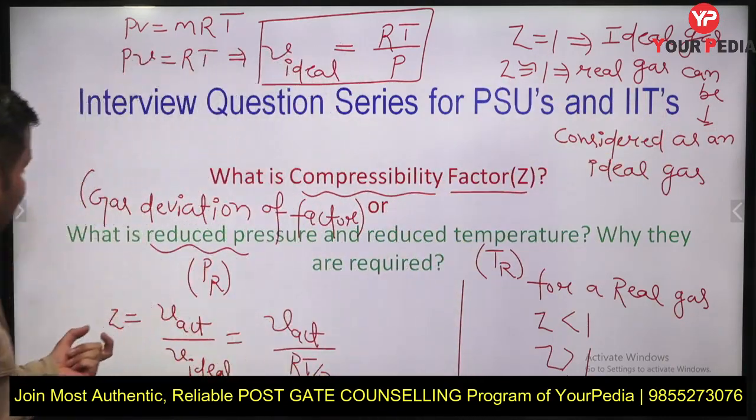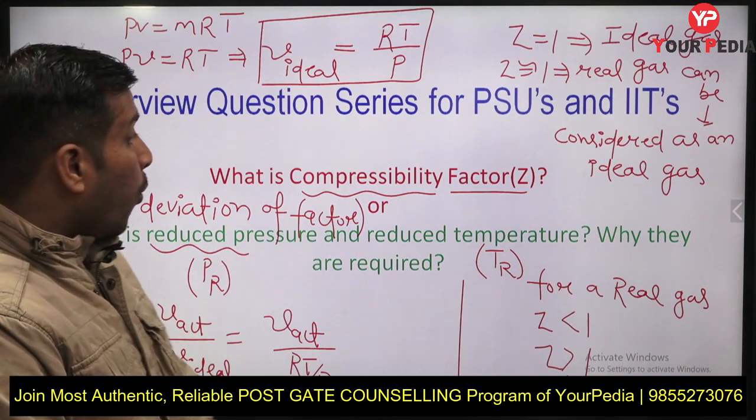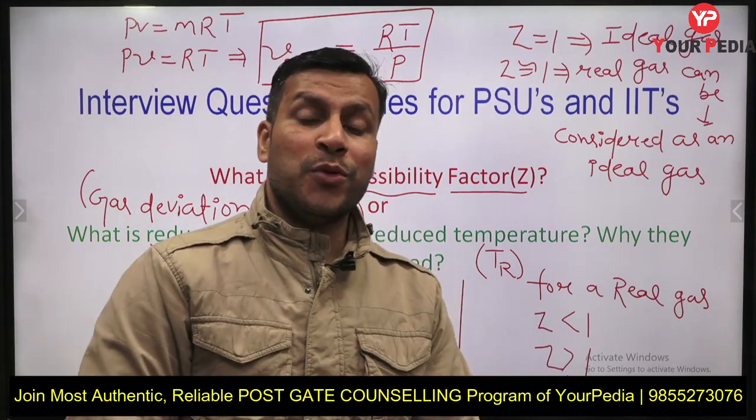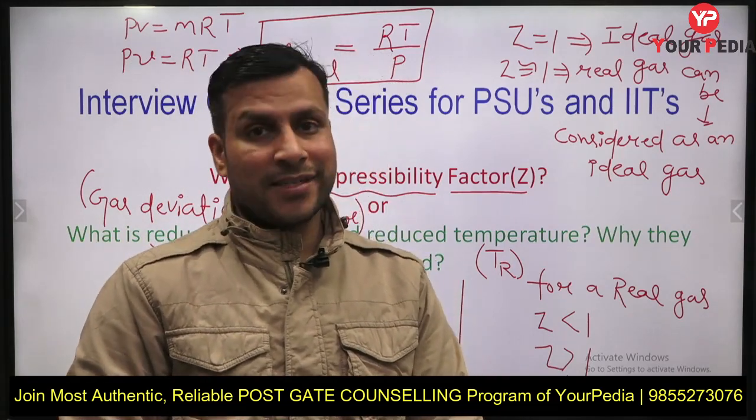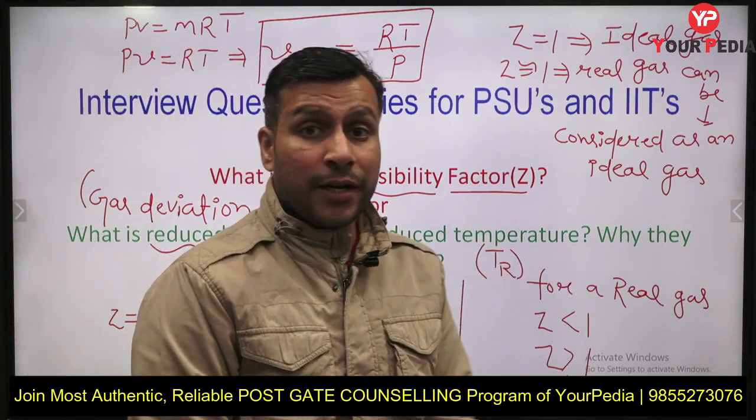Okay, what is that, guys? This is known as the compressibility factor or gas deviation factor. It is a ratio of V actual by V ideal. But how we define and calculate the Z value for different gases, that we are going to discuss. And what are those reduced pressure and reduced temperature?